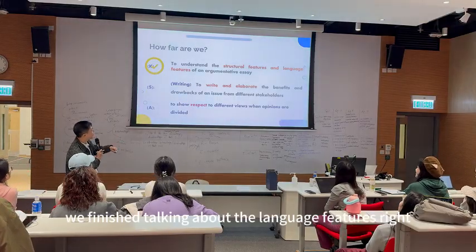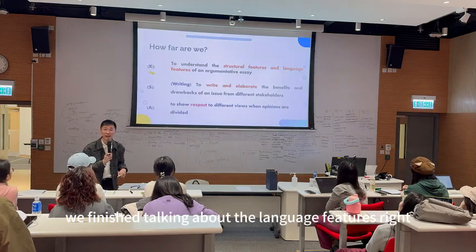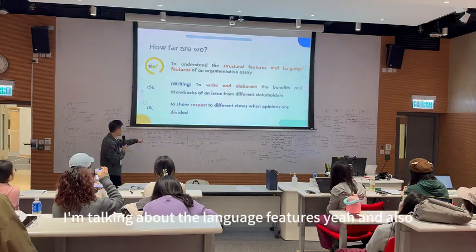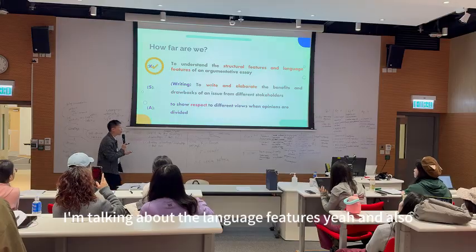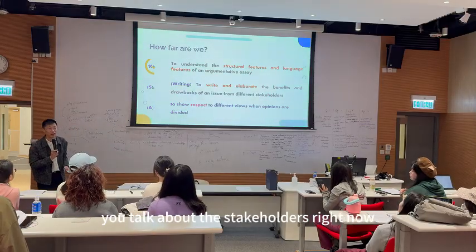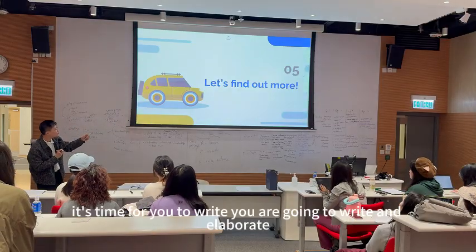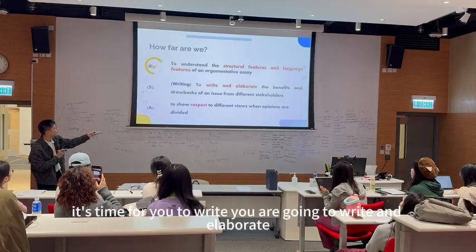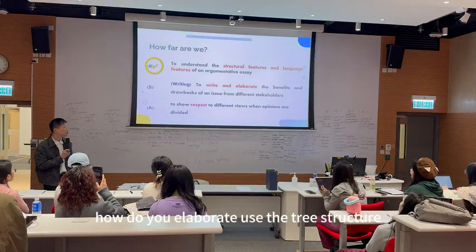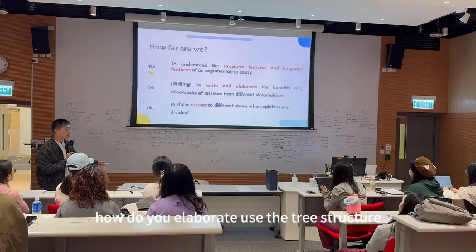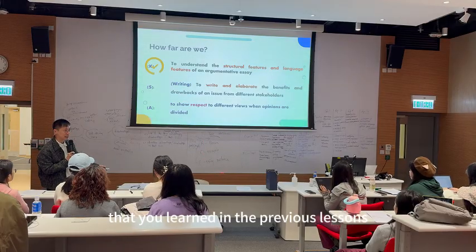We finished talking about the language features, right? I'm talking about the language features here. And also, you talk about the stakeholders, right? Now, it's time for you to write. You're going to write and elaborate. How do you elaborate? Use the tree structure that you learned in the previous lessons.